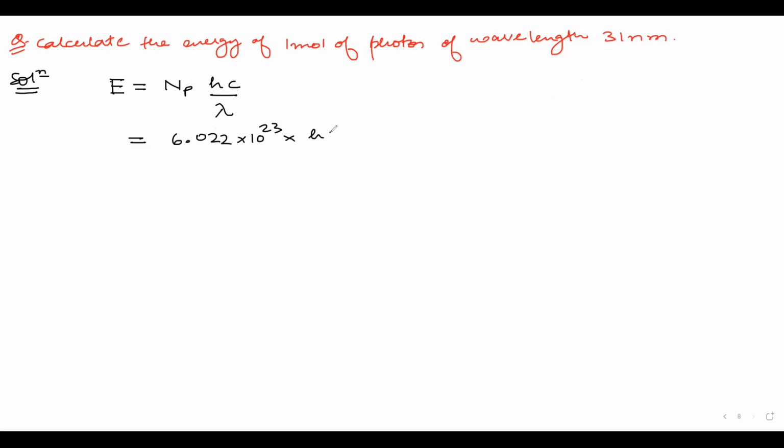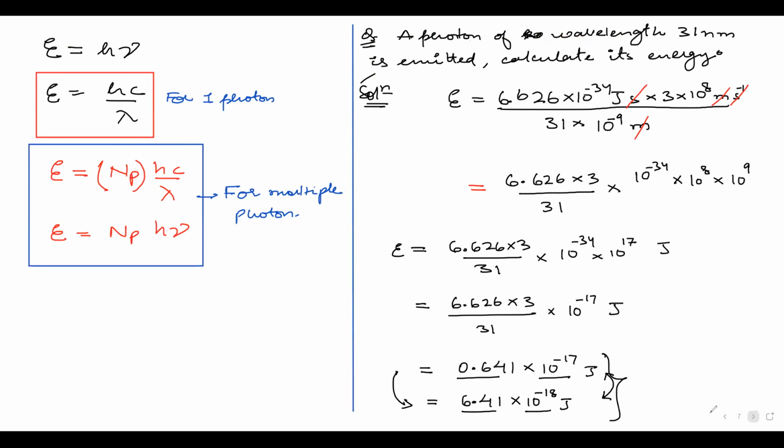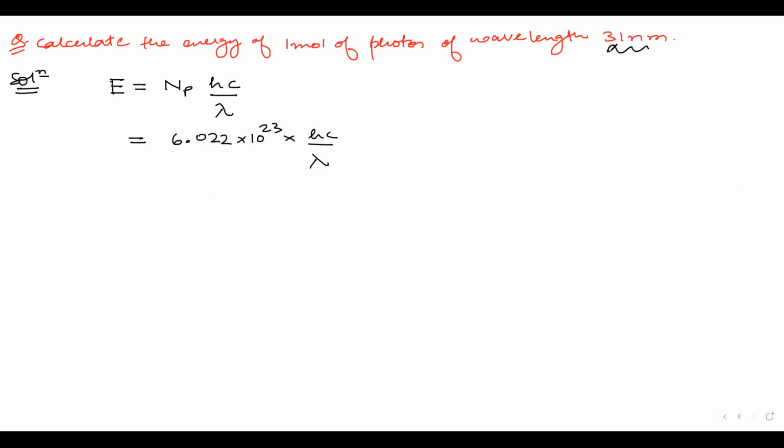I hope you all have understood how to do these types of problems. Correct? Please calculate this now. So you have this answer, right? HC upon lambda. You just have to multiply now. You can take the answer from here, because it is the same wavelength. You just have to multiply the Avogadro's number. Now, while you write the question, I'm writing another question here.